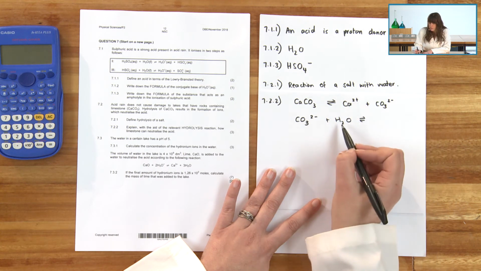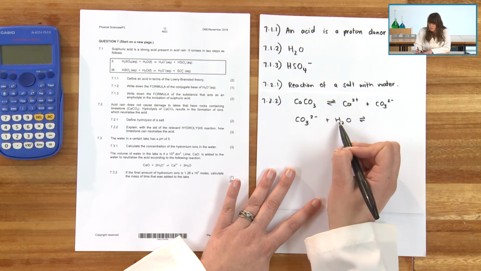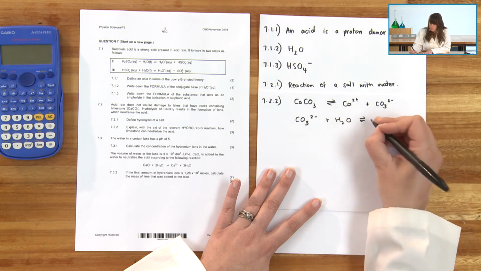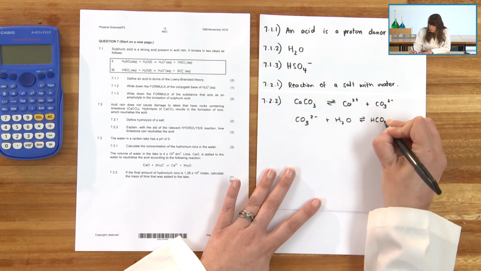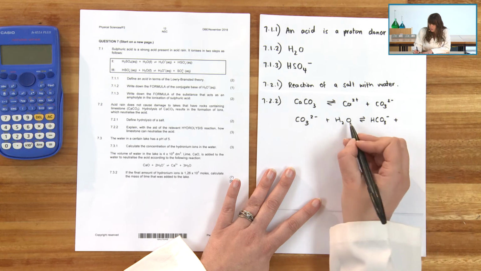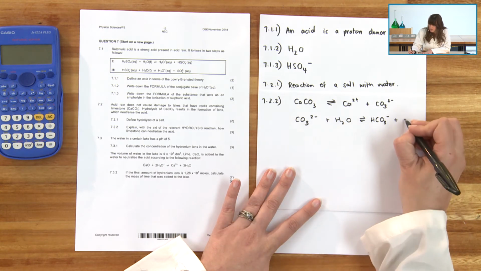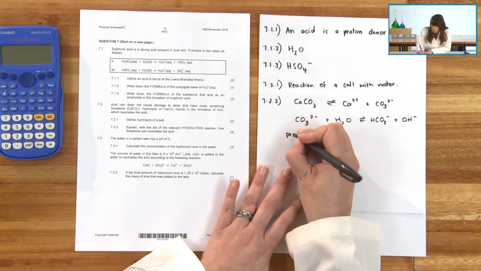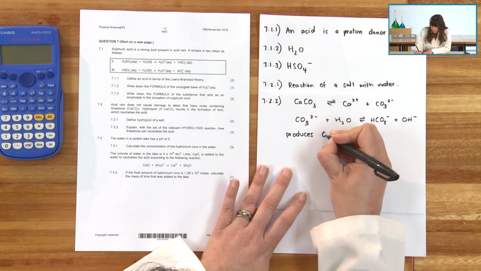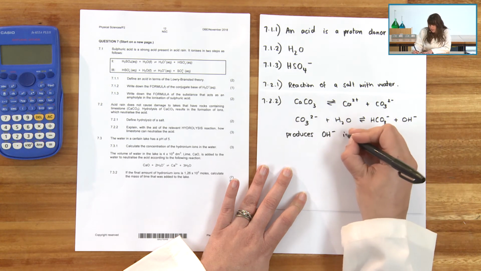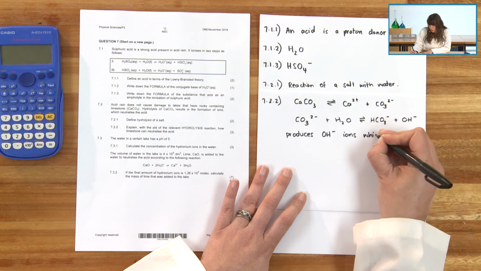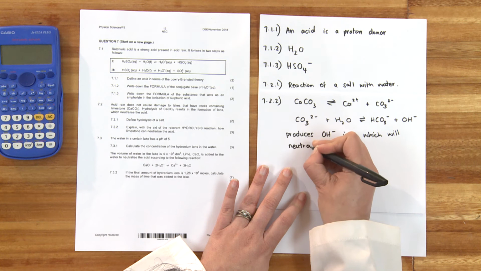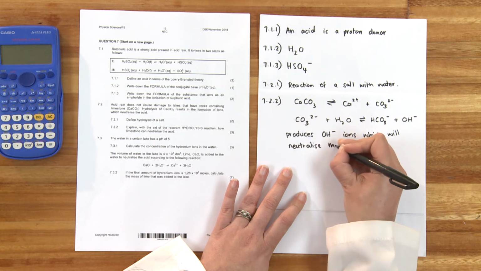And then what's going to happen here is one acts as an acid, the other acts as a base. And so this one's the one with protons, so it's going to act as an acid and it donates a proton over. And so we get HCO3 minus, plus if water loses a proton, what's left? OH minus ions. And so therefore we can say it produces hydroxide ions which will neutralize the acid.